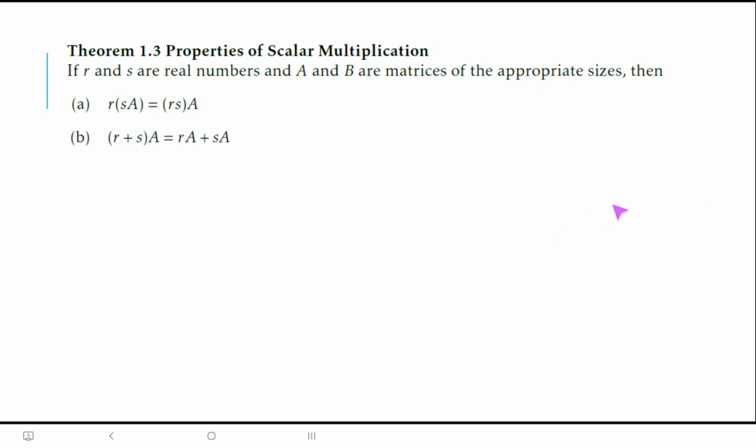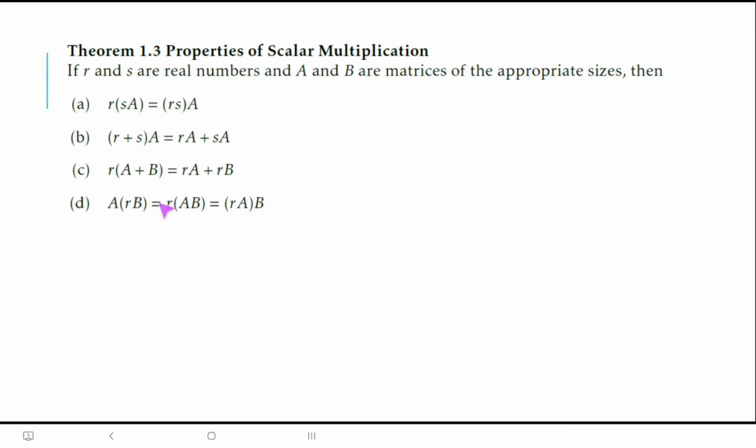Okay, and then we have here the properties of a scalar multiplication. Again, pag sinabi natin scalar, ito yung constants, ano. Okay, so the first property is just R times SA is just equal to RSA. Okay, and then ito yung dinistribute natin yung matrix natin sa sum ng dalawang scalar. And then dinistribute natin yung scalar natin sa sum ng dalawang matrix.